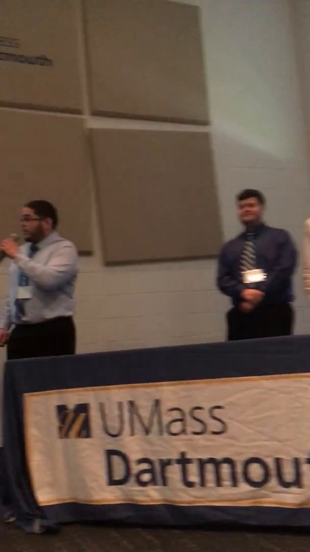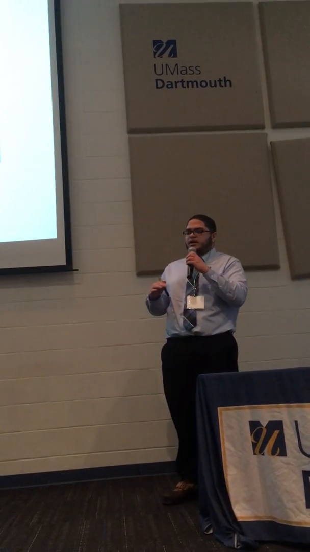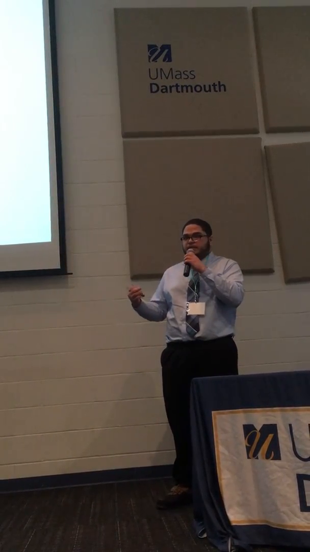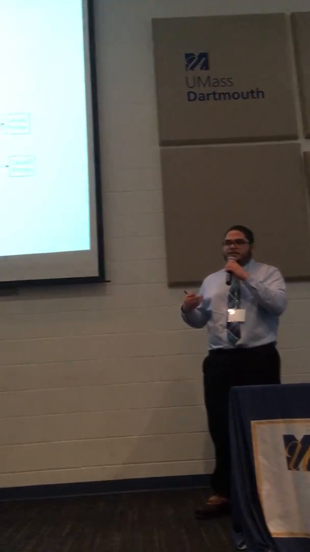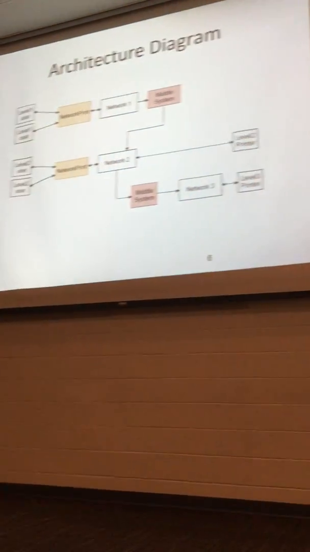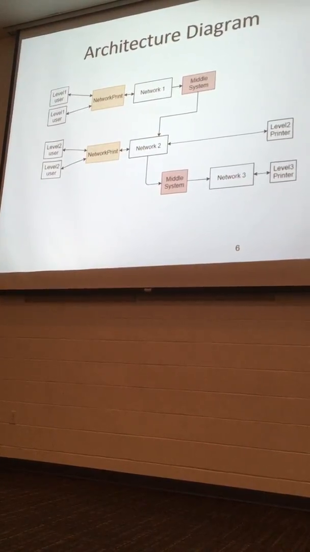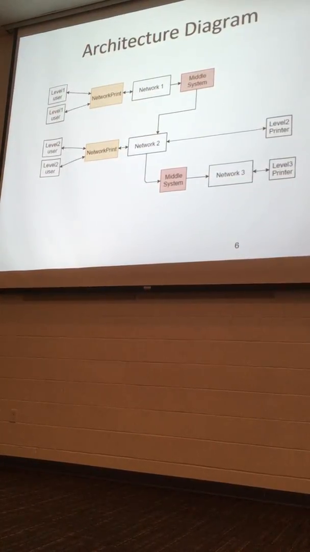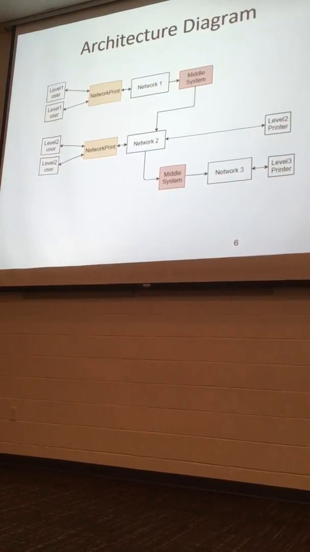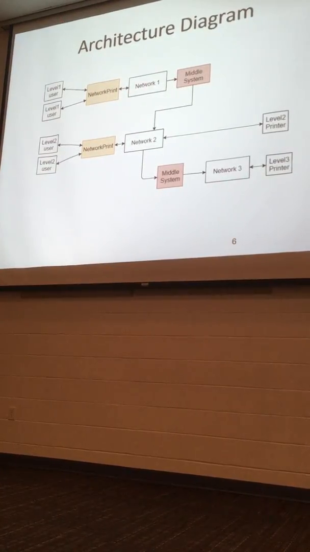So for our architecture diagram, which is basically just outlining all the different pieces in our solution, be they software or hardware, I'll just go through a quick example. For example, we begin at the users. They use the network print to catch the print jobs and figure out where we want to send them to. So when we do that, we go ahead and send it through the network to the middle system.